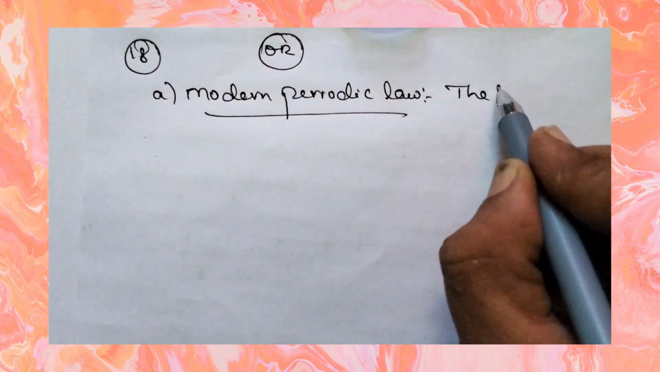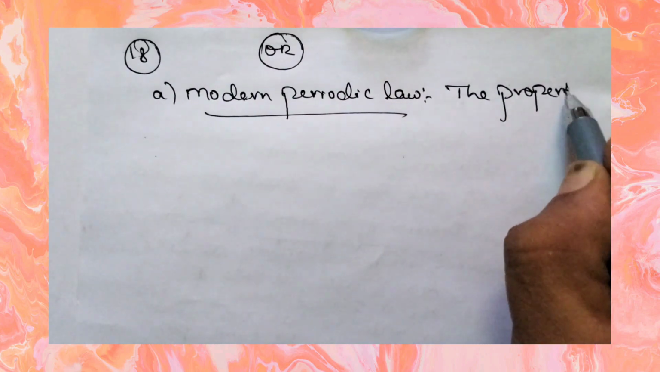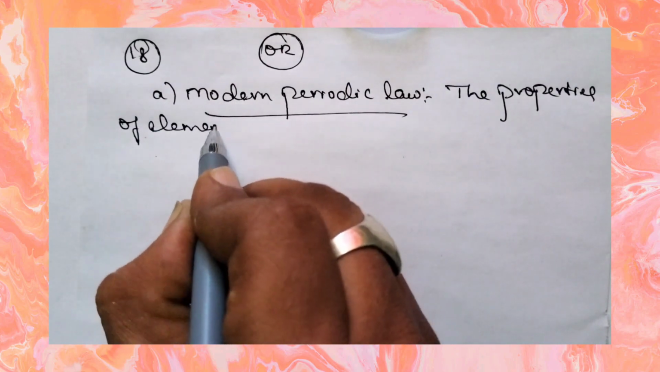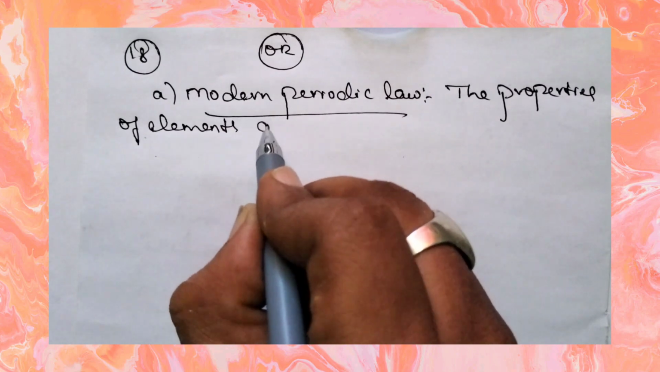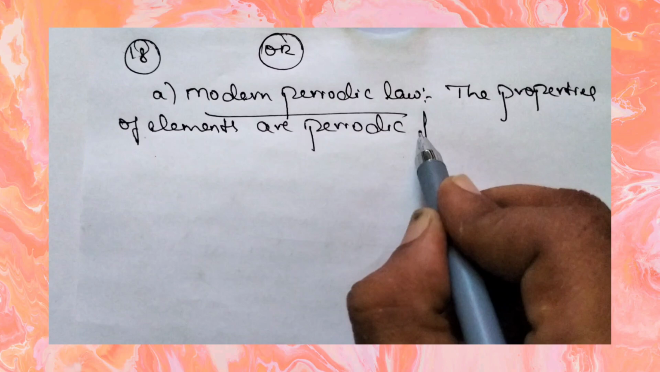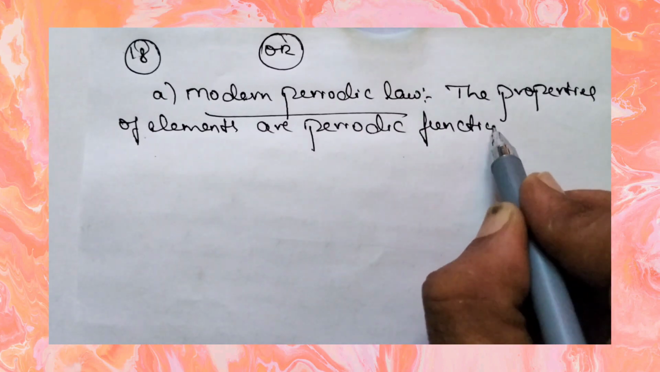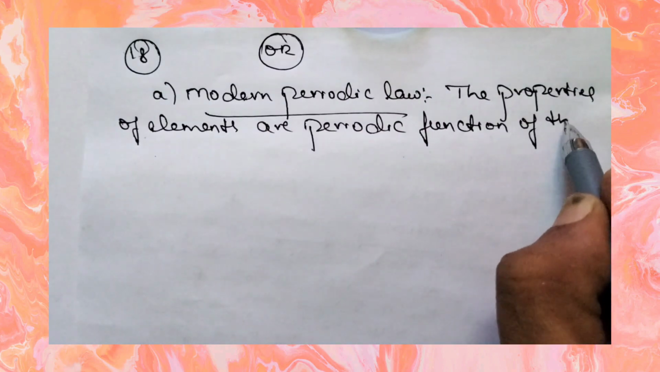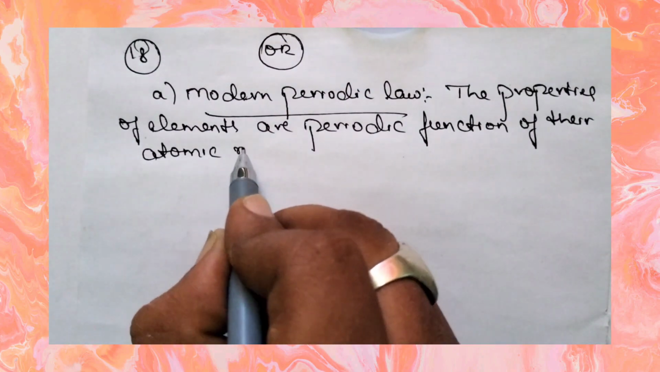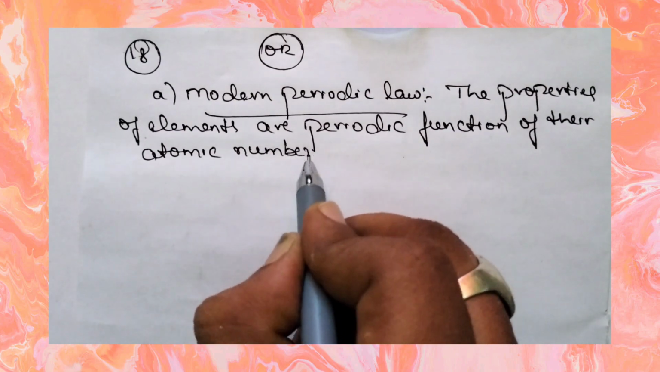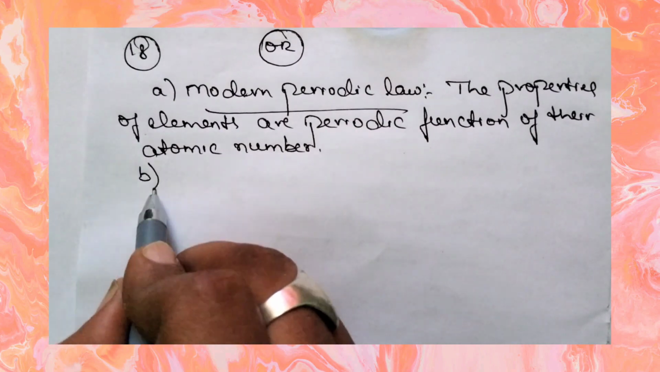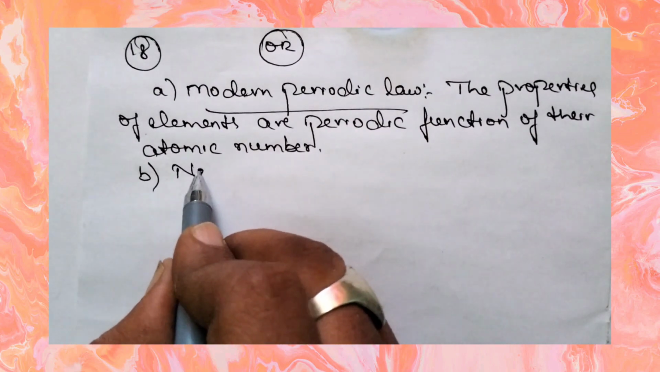The properties of elements are periodic function of their atomic number. The properties of elements are periodic function of their atomic number.